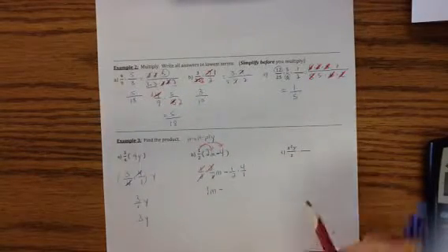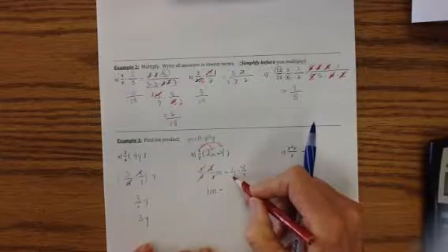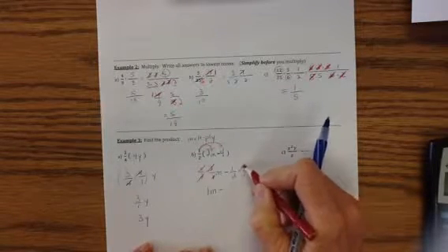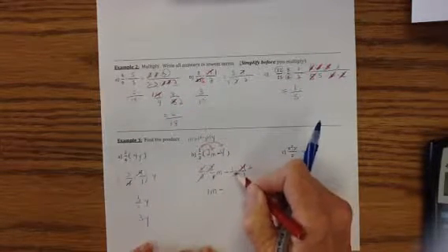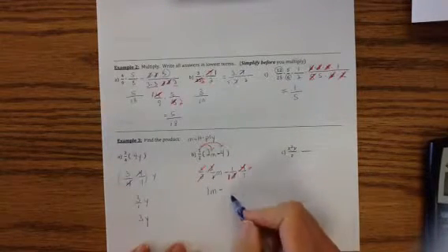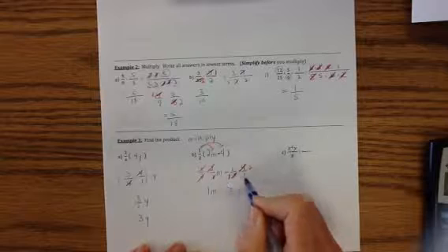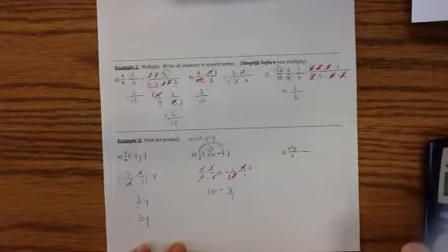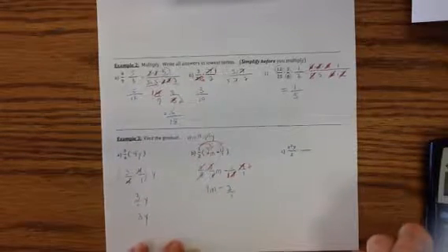Minus, 2 divides into both 2 and 4. So 2 goes into 4 2 times. 2 goes into 2 1 time, right? So I now have 1 times 2 on the top, which is 2, and 1 times 1 on the bottom, which is 1. Well, I think we can get rid of our 1.